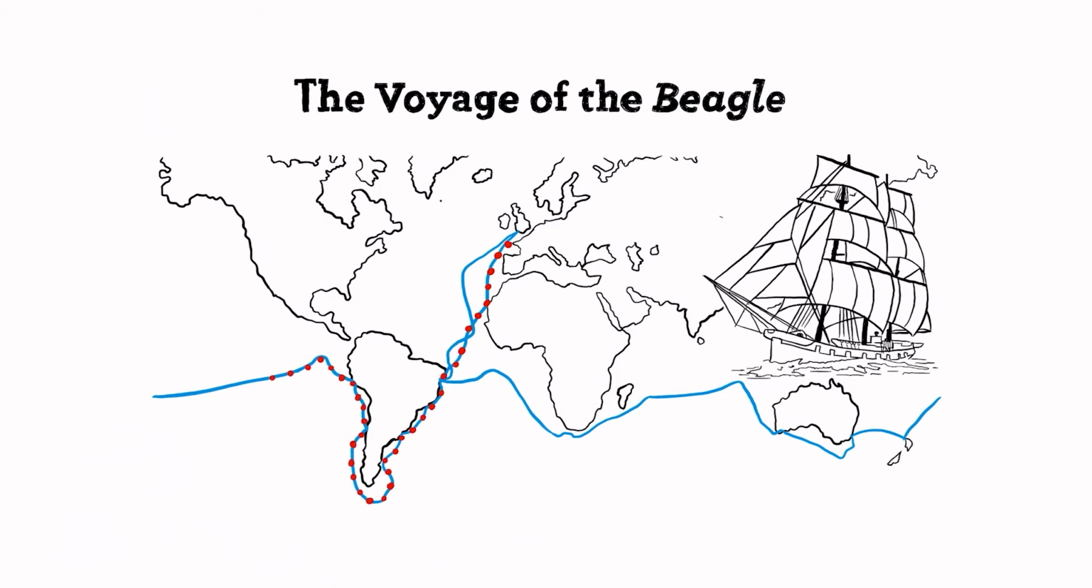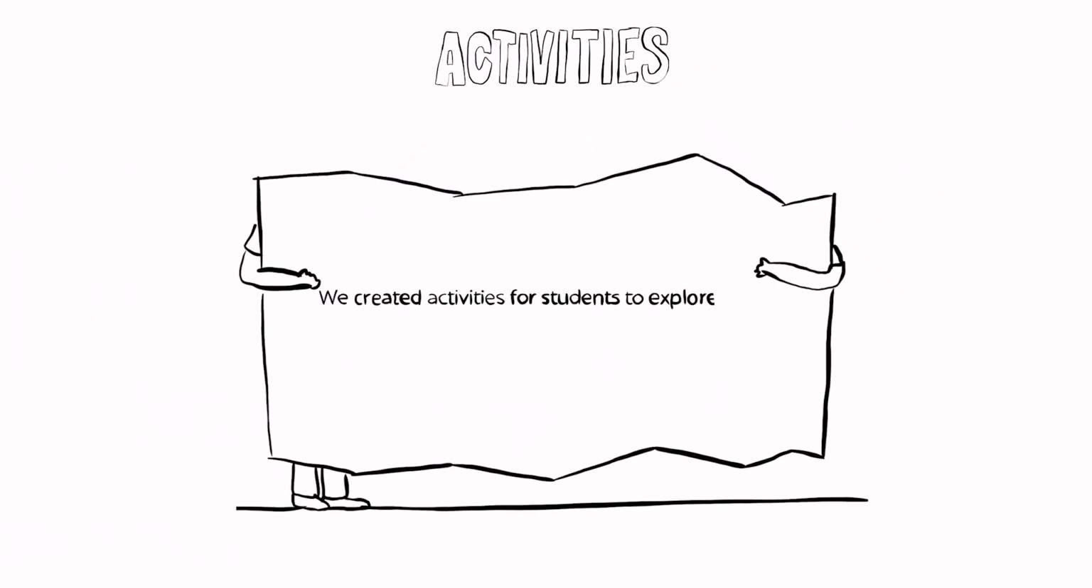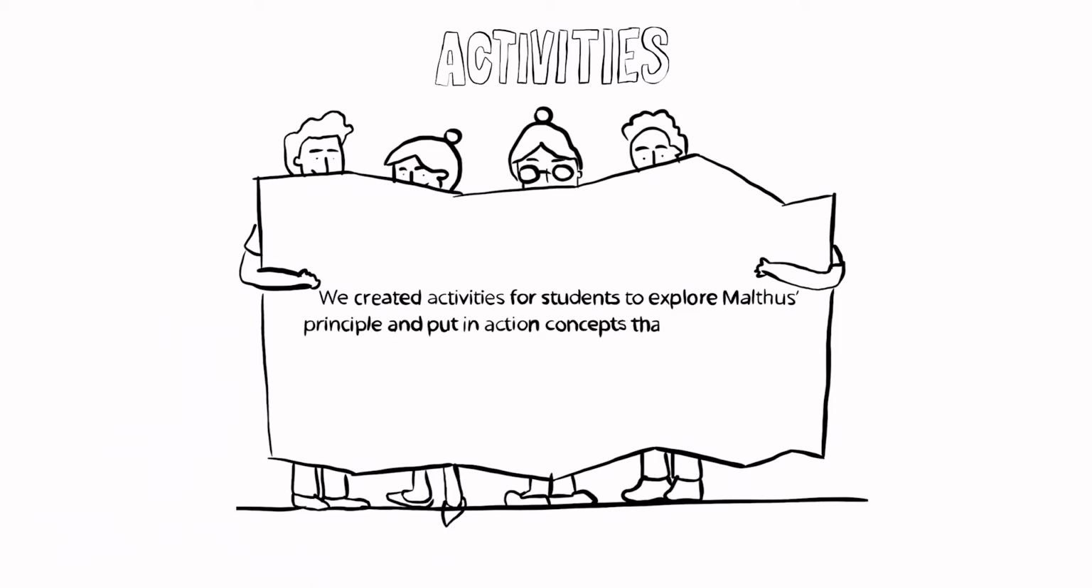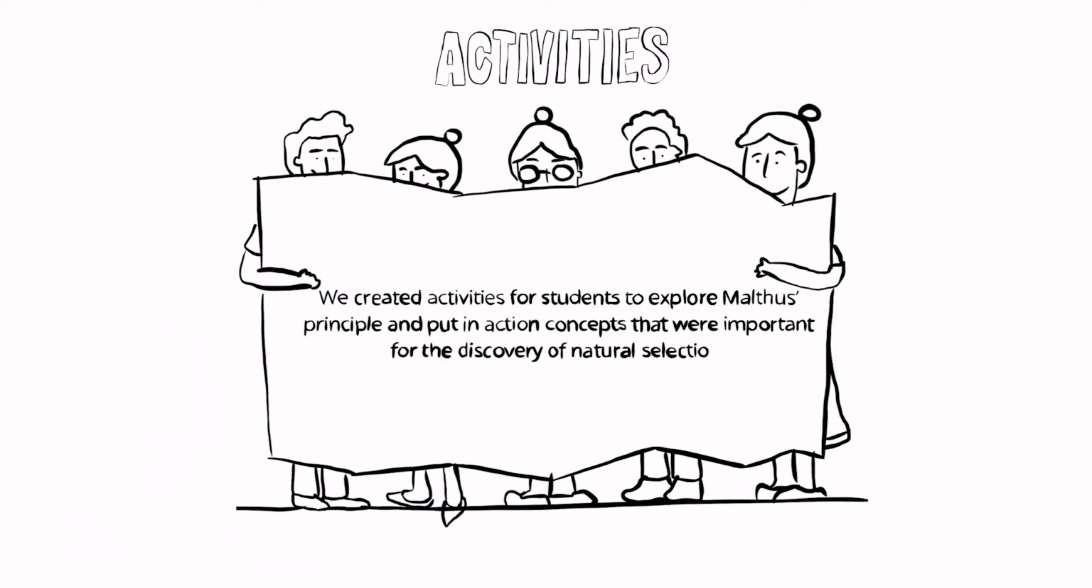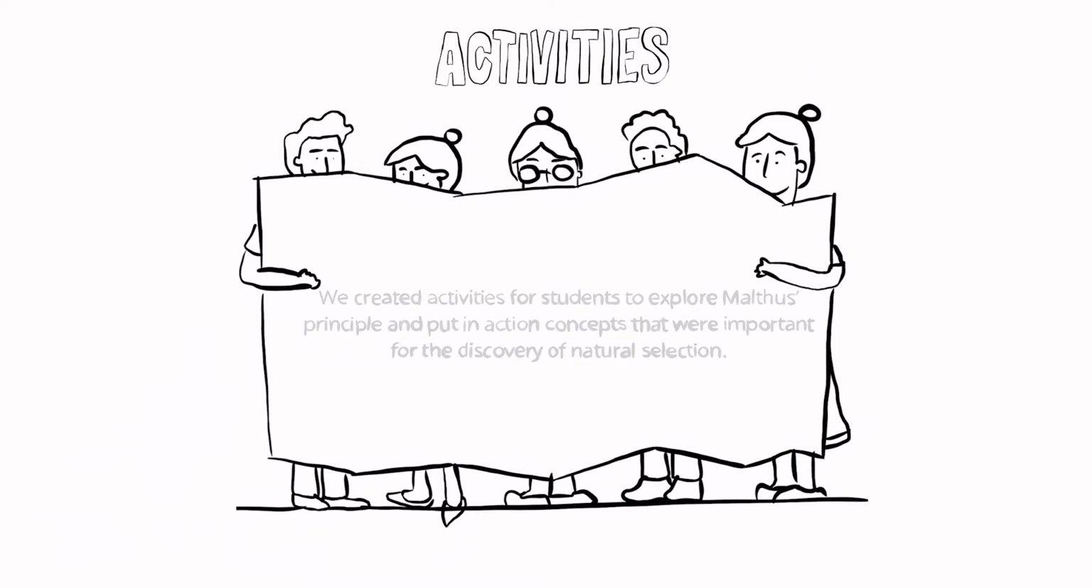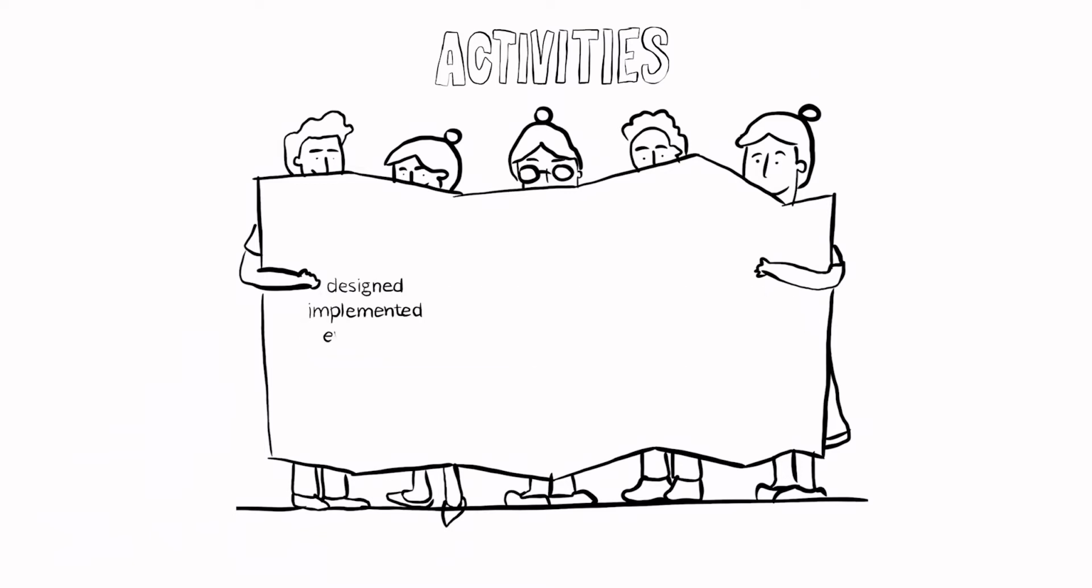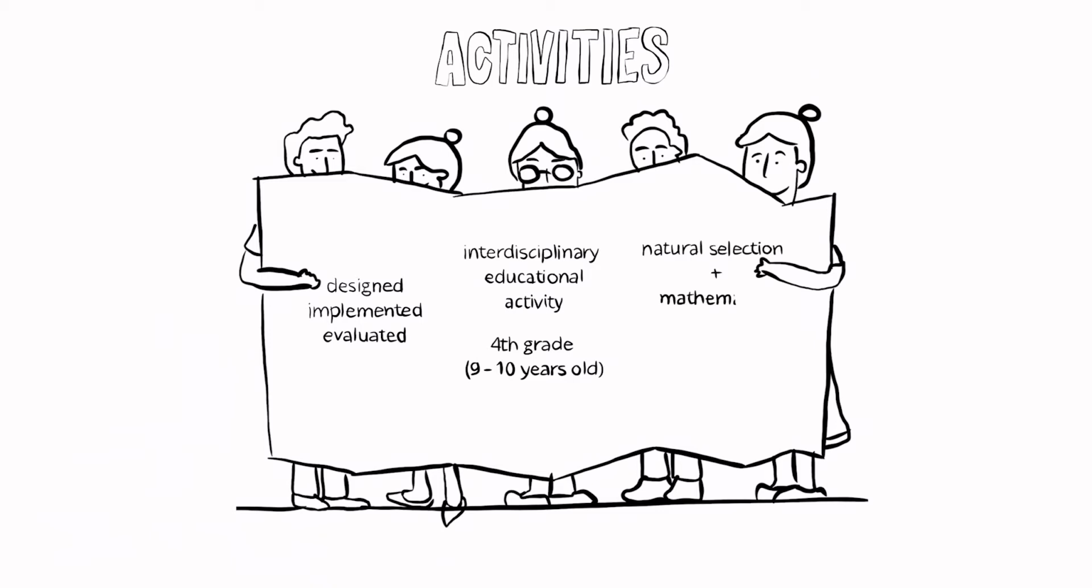Yes, we know that in the classroom it is largely impossible to replicate all the specific situations Darwin faced. But in Eurocitizen, we created activities for students to explore Malthus' principle and put into action concepts that were important for the discovery of natural selection. But would this work? To answer this question, we designed, implemented, and evaluated an interdisciplinary educational activity planned for 4th graders that simultaneously explores natural selection and mathematical learning goals through a real problem.